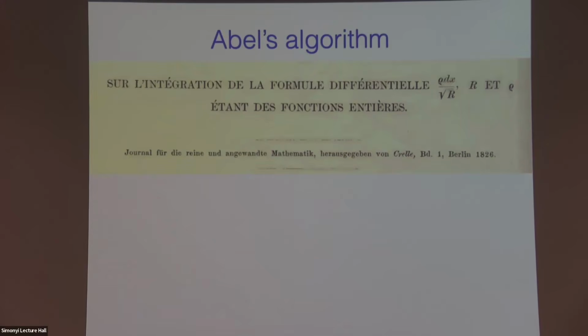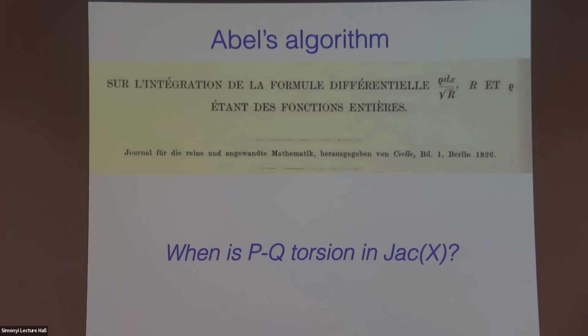It's in this paper about integrating certain differential forms involving radicals and getting, so to speak, elementary values for the integral. However, the modern interpretation is somewhat different. That's what we're going to use. So one of the ways to describe what Abel is answering is the following.